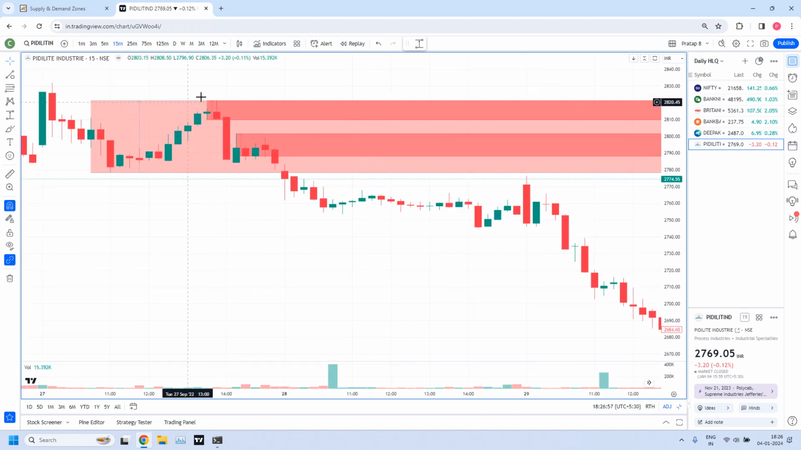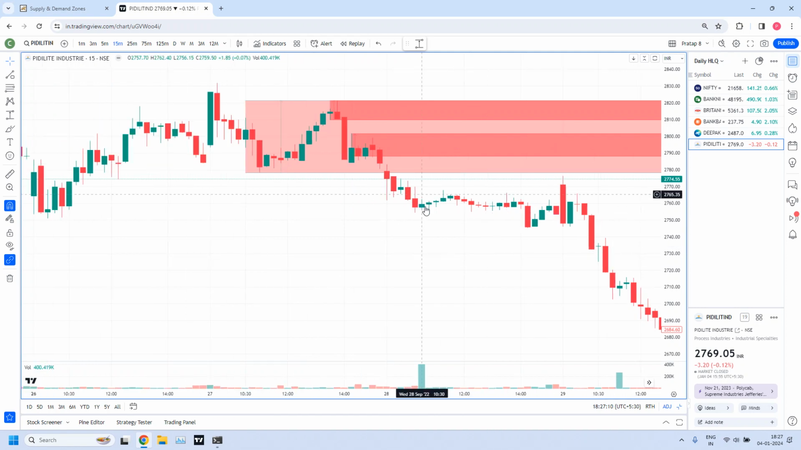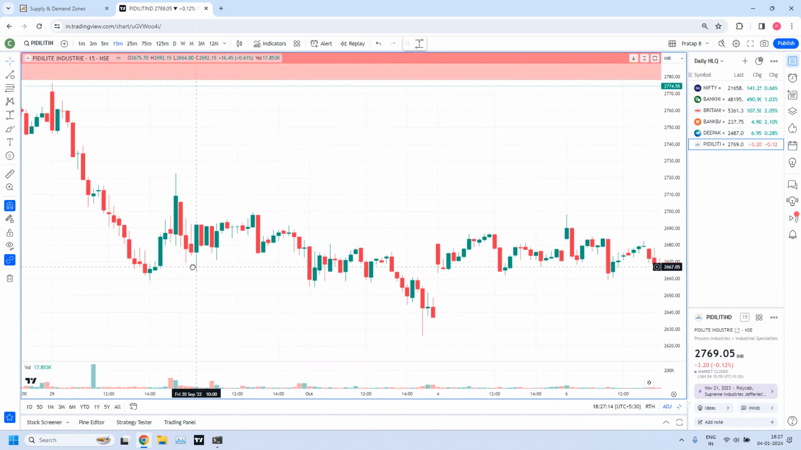And on the 5 minutes time frame, we cannot fine tune. The reason is the data is not available. If the data is not available, what do we have to do? Because the structure is not clear, we can ignore this zone. But this itself is a high liquidity zone. This 15 minutes is a high liquidity zone.